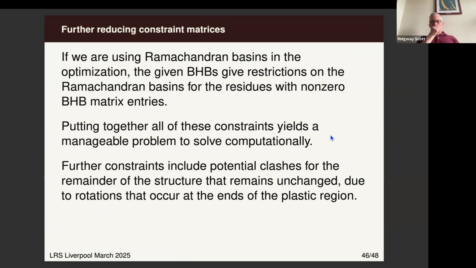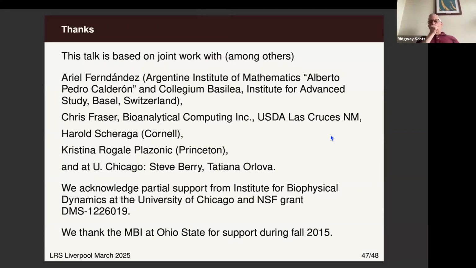And then, of course, what you can do when you're putting all these supposed structures together, you get to put them back into the original AlphaFold structure and see if there are any clashes or not. If there are clashes, you have to throw it away and look for another one. Okay, so let me stop here and see if there are questions.